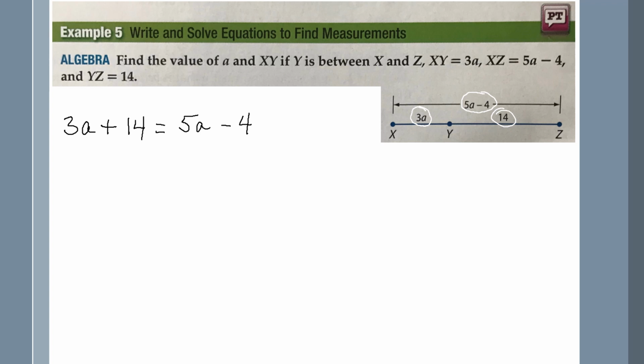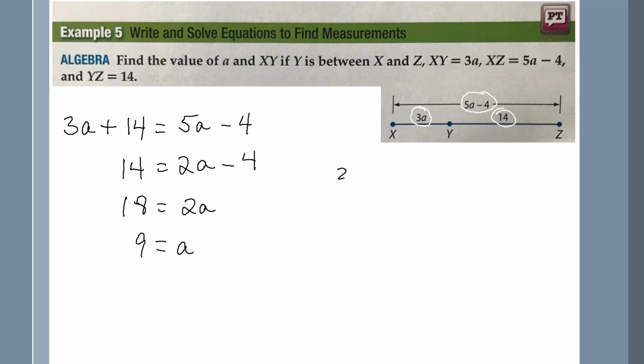So a little algebra review here, right? I'm going to subtract 3A from each side of my equation, and I'm going to end up with 14 is equal to 2A minus 4. Okay, so now I'm going to add 4 to each side, and I end up with 18 is equal to 2A. I'm going to divide each side by 2. 9 is equal to A, right? So I found A. Now I need to find XY.